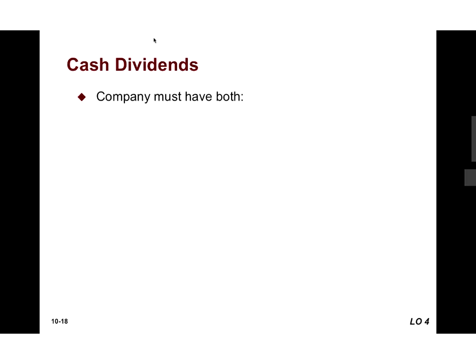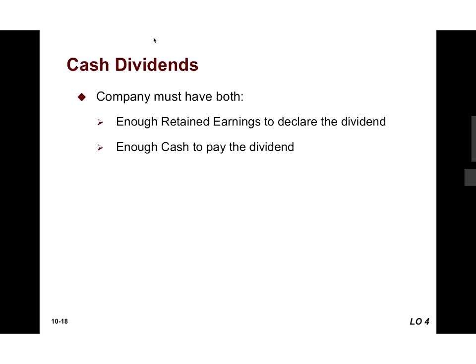Okay, so cash dividends. In order to pay cash dividends, you need two things. First of all, you have to have enough retained earnings to declare the dividend. When you declare the dividend, you're going to reduce retained earnings for it. Retained earnings is this running total, remember, of all our earnings to date, less any dividends we declare. Retained earnings, though, isn't cash. You also need enough cash to pay the dividend. So you need two things when you declare a dividend.